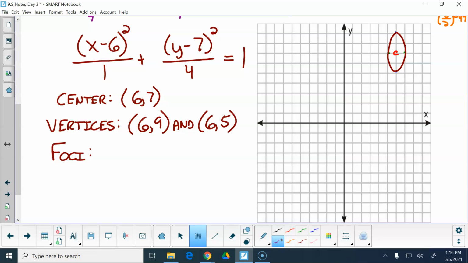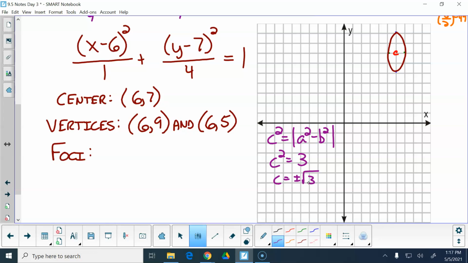We got to it. C squared equals the absolute value of A squared minus B squared. A squared is what? 1. B squared is what? 4. 1 minus 4? -3. Absolute value of -3? 3. So C is the square root of 3.